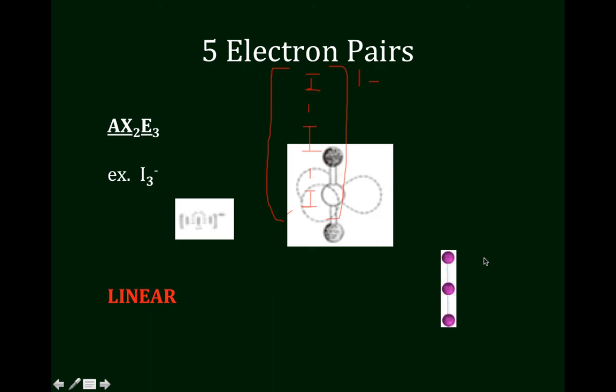So that was a beast because we had 4 different structures to deal with as we went from AX5 to AX2E3, all of which were violators of the octet rule, which means all had more than 8 electrons around the central atom.